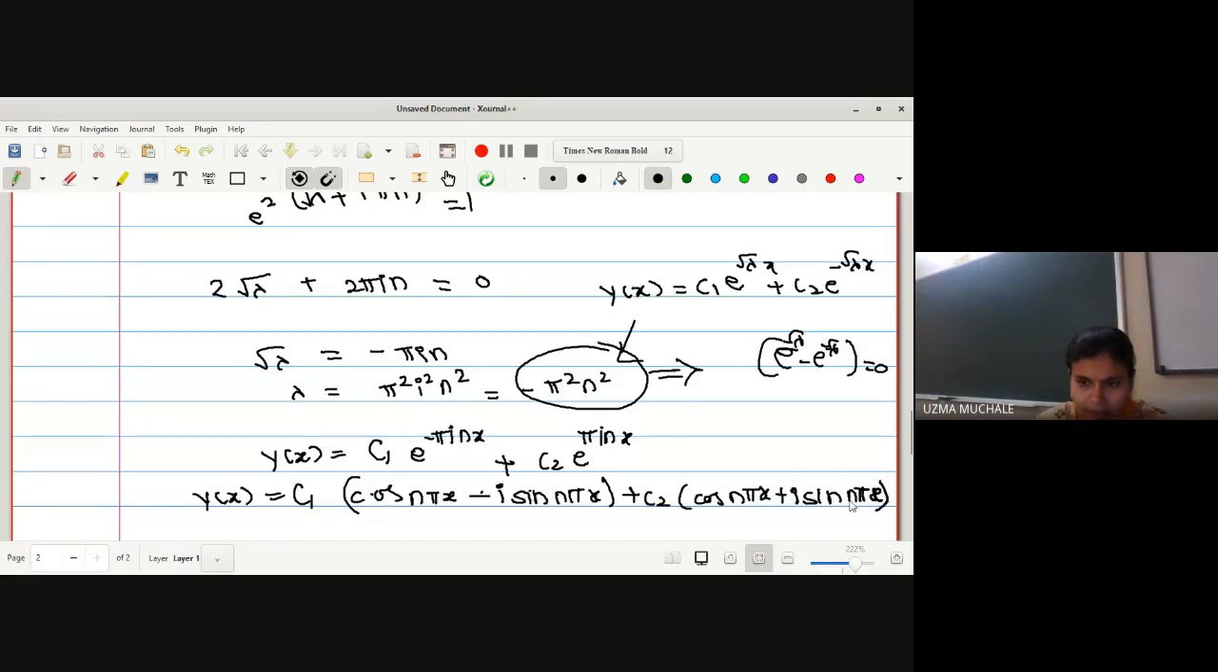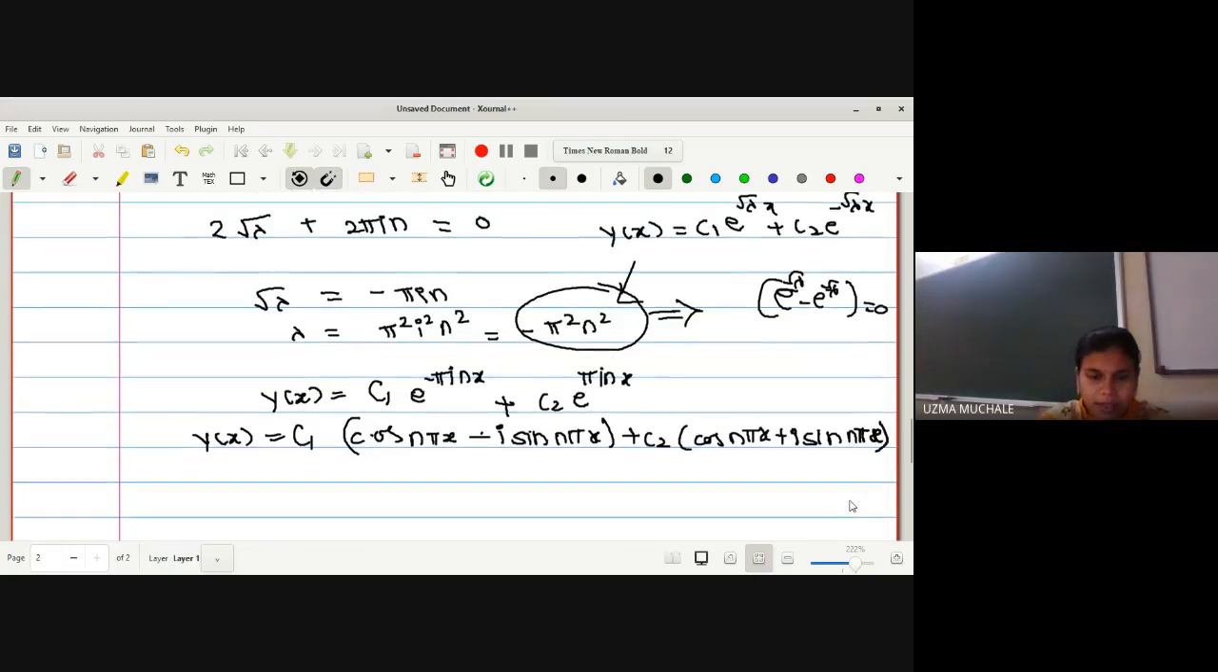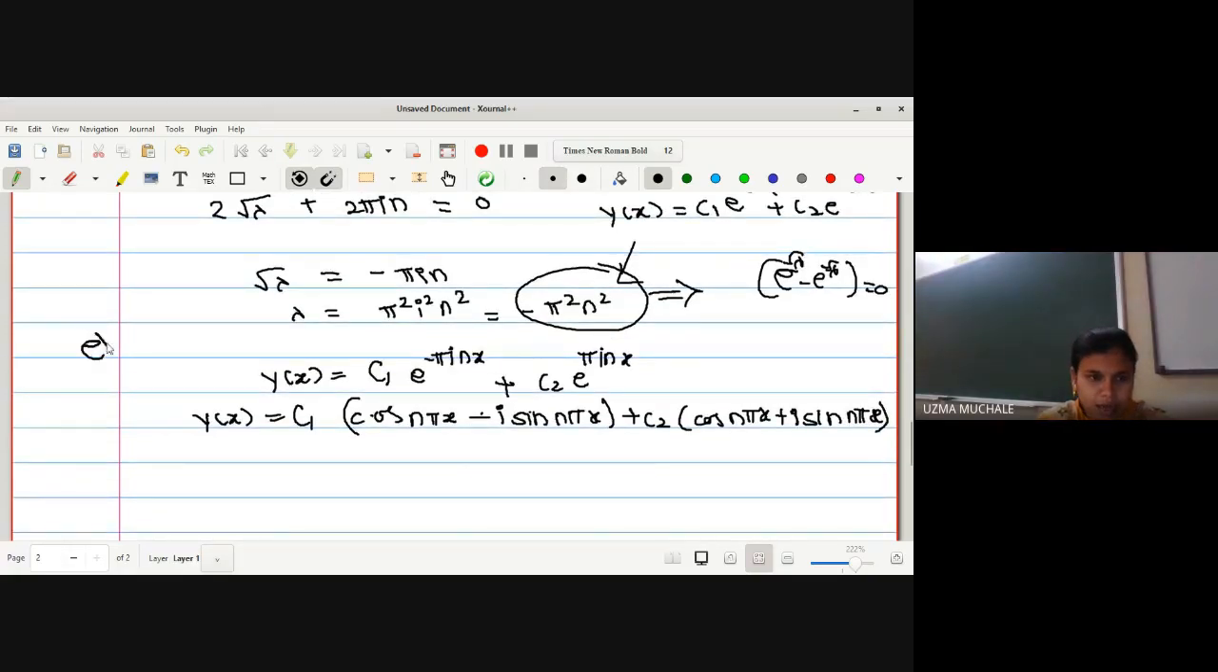Any doubt with this step? Directly I have written without explanation. e raised to i theta is nothing but cos theta plus i sin theta. And what is e raised to minus i theta? It is nothing but cos theta minus i sin theta. So here, whatever the terms except i will be theta: cos of n pi x, sin of n pi x. Okay. So here we got this term.